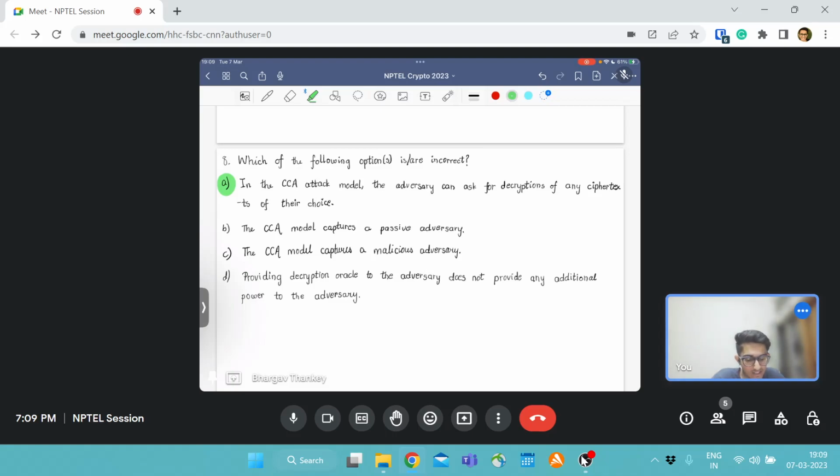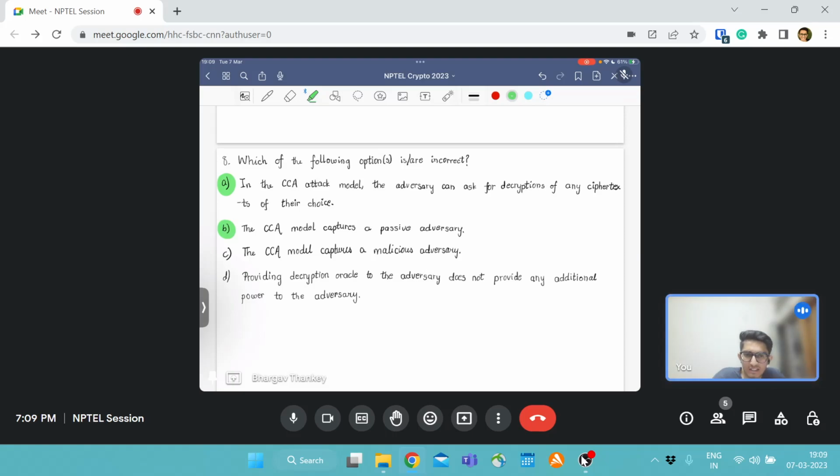Option B is: the CCA model captures the passive adversary. Well, that's also incorrect. The CPA model and the eavesdropper-only or ciphertext-only attack model capture passive adversaries, and CCA captures an active or malicious adversary. So B is also incorrect. Option C is: the CCA model captures the malicious adversary. Well, that is true.